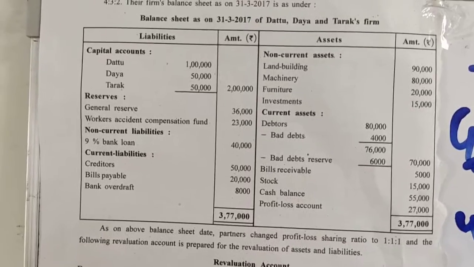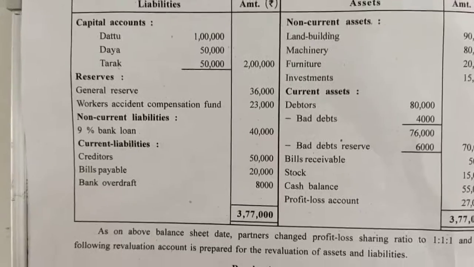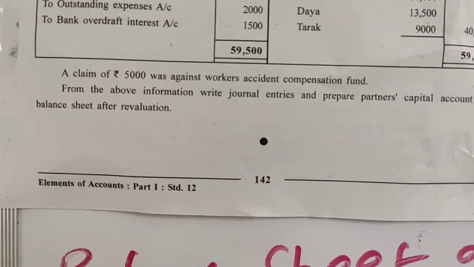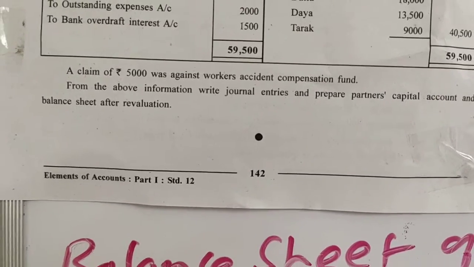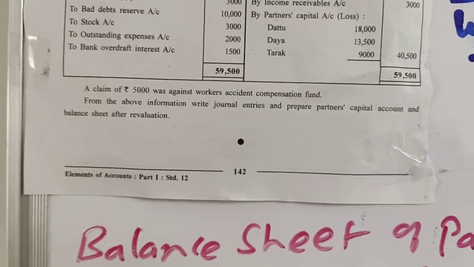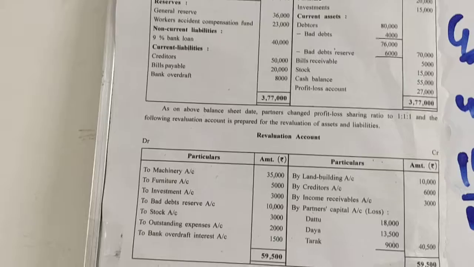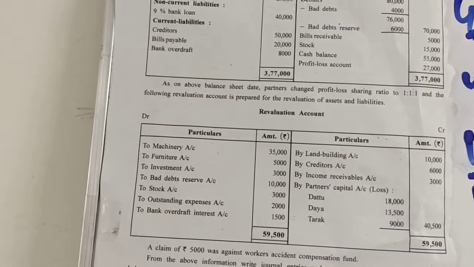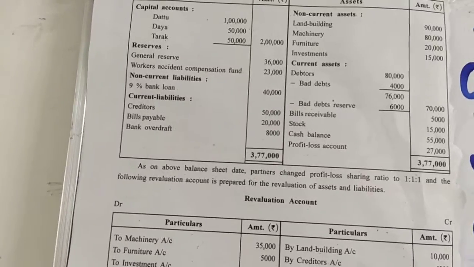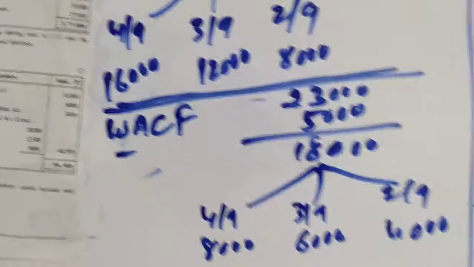Next, workers' accident compensation fund 23,000. Now friends, 23,000 is the compensation fund amount and there was an adjustment, a claim of rupees 5,000 against workers' accident compensation fund. Earlier also we have done this kind of adjustment. Here, out of 23,000, 5,000 we will be converting into the claim, which will be a liability, and the remaining 18,000, that is 23,000 minus 5,000, will be distributed among the partners in their old ratio. So here is the calculation.